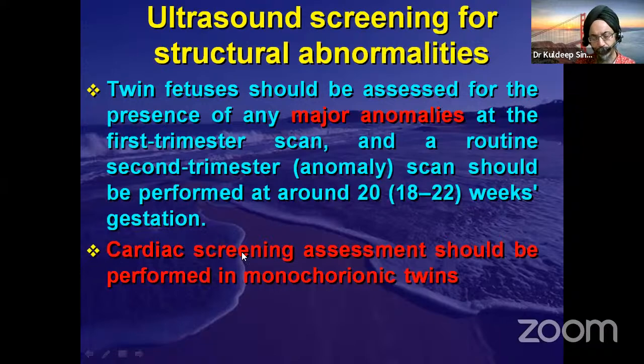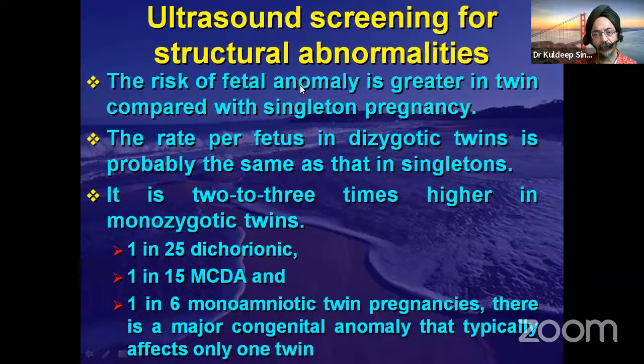No doubts on that. The risk of fetal anomaly is 2 to 3 times higher in monozygotic twins. In dizygotic, it's the same as in singletons. In monozygotic, it's 1 in 25 for dichorionic, 1 in 15 for MCDA, and 1 in 6, you can see it's so high, for monoamniotic twins.